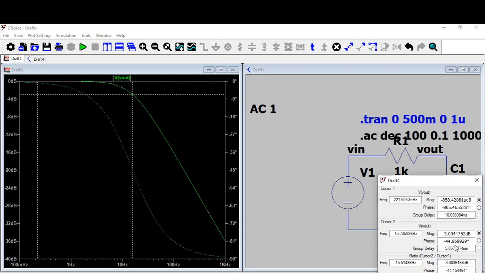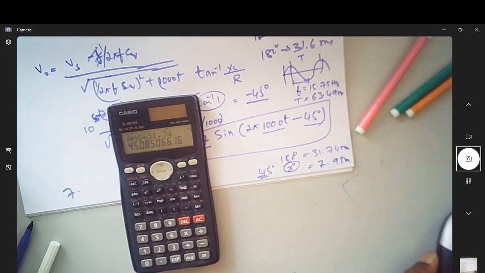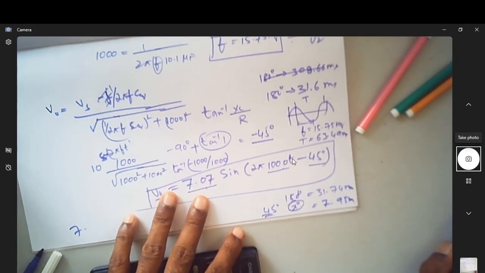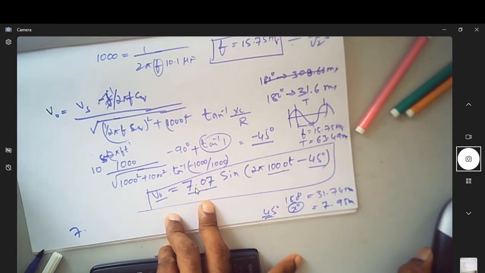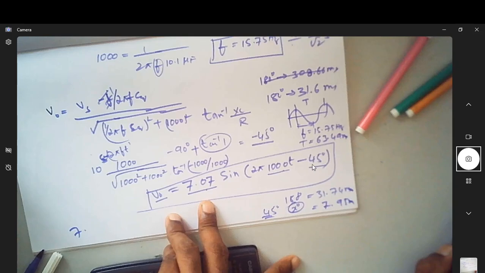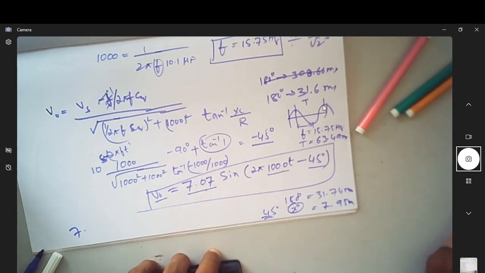Magnitude is minus 44.95, which is equal to minus 45 degree. So that's what we saw here, no? That's what we saw here. So when the frequency is 1000 Hertz, the magnitude is 7.07. The phase is minus 45 degree.